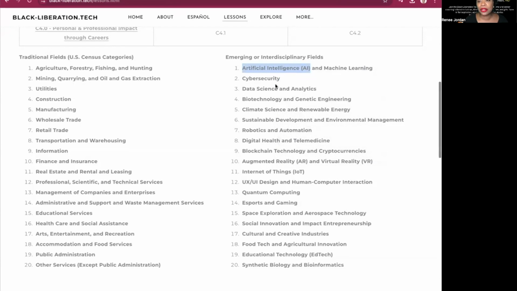Now, cybersecurity, yes, I'm interested in it, but more so from the standpoint of making sure that I'm an informed user. Data science, yes, but not today. Robotics, digital health, and telemedicine. So these are the different types of emerging interdisciplinary fields. Not quite so much. Blockchain technology, augmented reality, Internet of Things, user experience and user design.